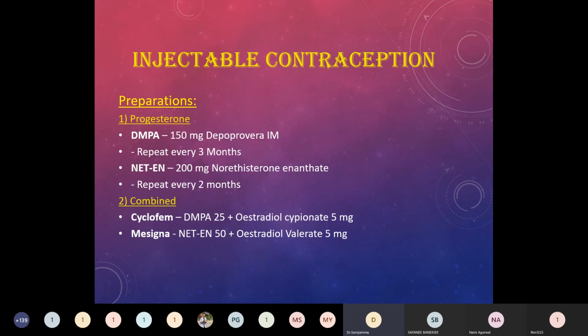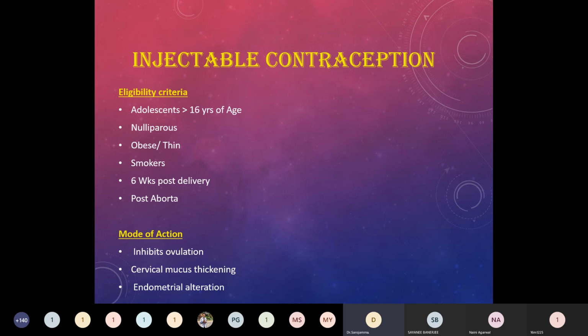Cyclofem and Mesigyna are combined preparations containing estrogen and progesterone. Currently, they are not used very much and not available in India. So the eligibility criteria for injectable preparations: wherever estrogen is not indicated, like adolescent girls more than 16 years of age, nulliparous, obese women, smokers where estrogen is contraindicated, and definitely post-delivery and post-abortion.